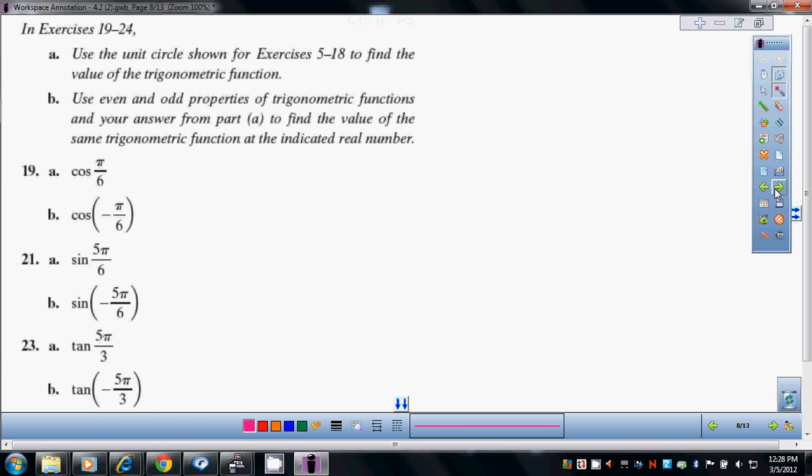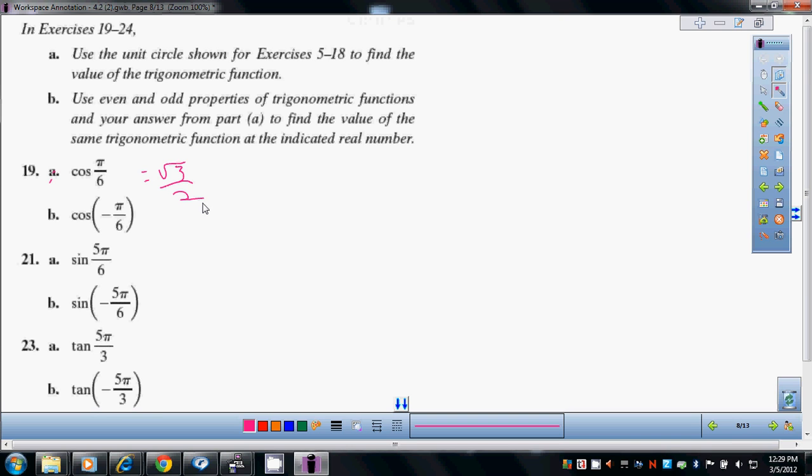Now, when you do these later, don't bother reading. This sounds complicated, but basically, find the values of each trig function. So, what is cosine of 5 pi over 6 on your unit circle? Radical 3 over 2. Now, there's 2 ways to do part B.